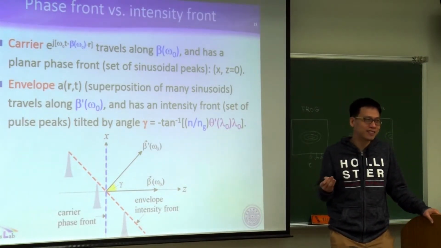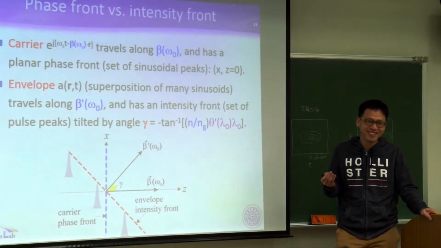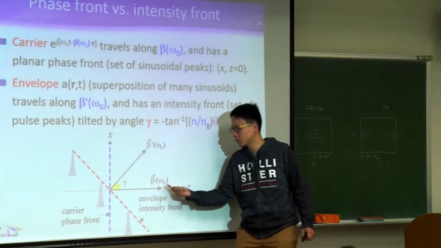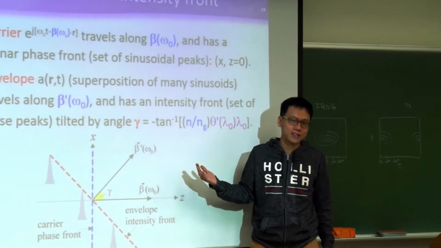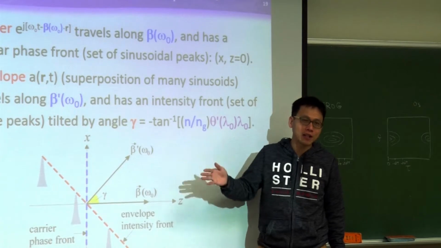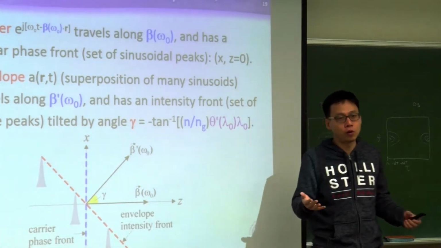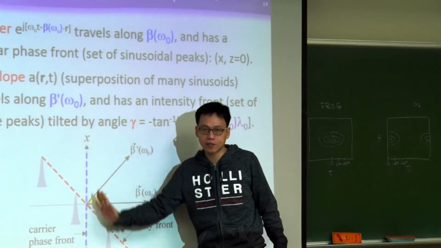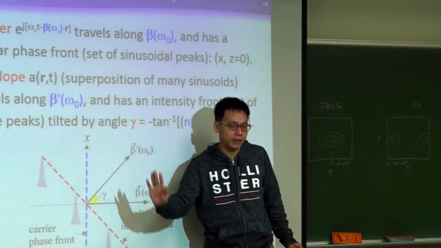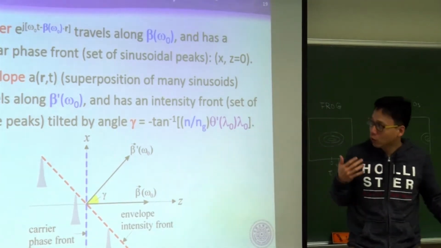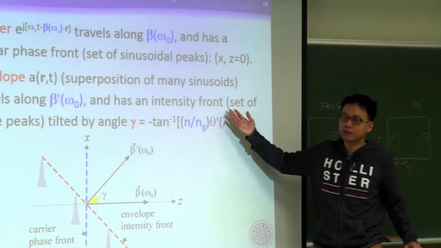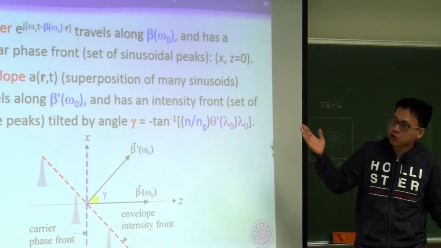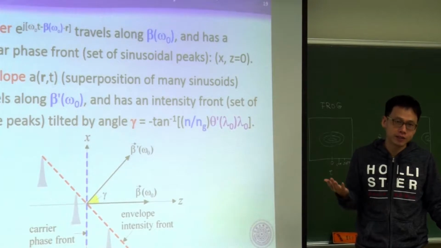What is the phase front? To your knowledge, if you have a sinusoidal plane wave propagating along the z direction, what is the phase front? The set of points, for example, of all sinusoidal peaks. So certainly it's along the x direction, an infinite planar phase front. But what is the intensity front? This is something new. Certainly it's related to the envelope instead of the carrier, right?